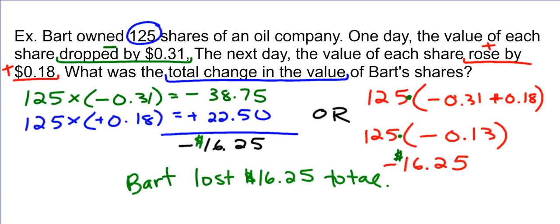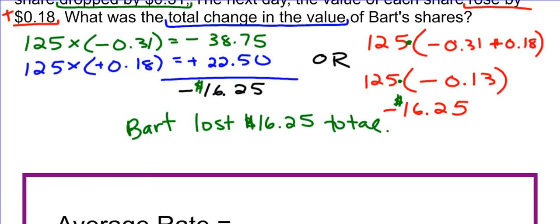Okay, and again, we wouldn't say "lost negative 16.5." The word "lost" already indicates a negative value. So the next thing is, what is an average rate?